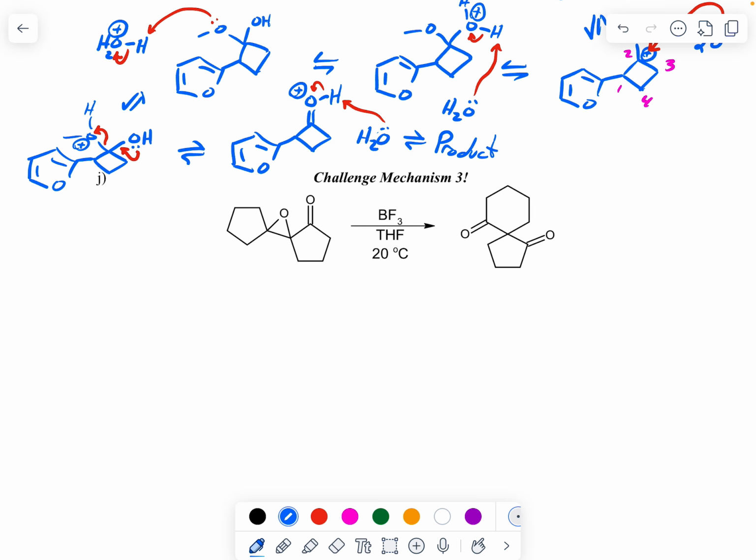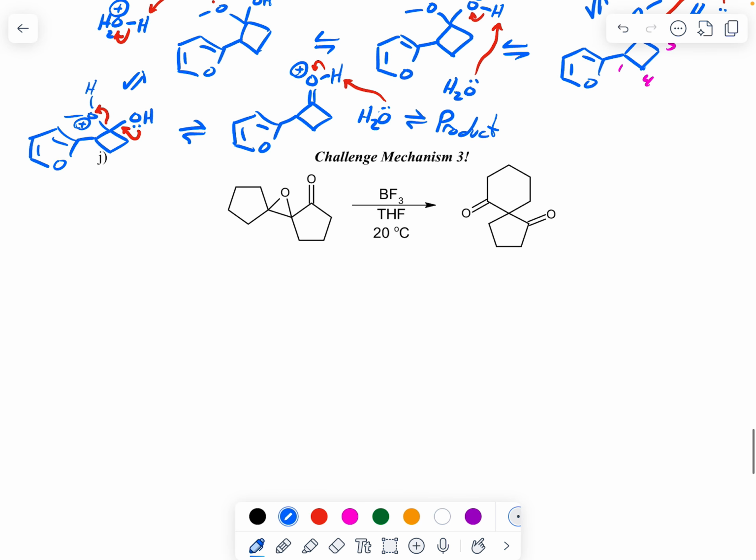And now we're at the final challenge mechanism. So this challenge mechanism requires a little bit more information in order to understand. Because in this one, we're not utilizing a strong acid. Instead, we're utilizing BF3. And one thing that I'll remind you of is that BF3 is a form of boron. Boron exists as a molecule or an atom that lacks an octet because it's happy only having 6 electrons in its valence shell. And so it has an empty orbital, which makes it a really good Lewis acid, also known as an electrophile.